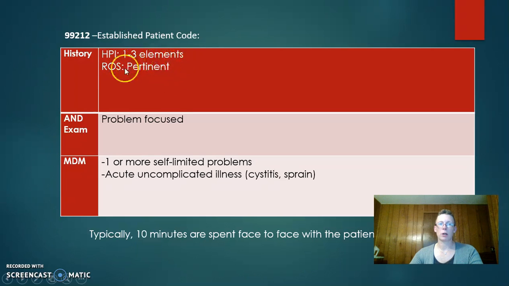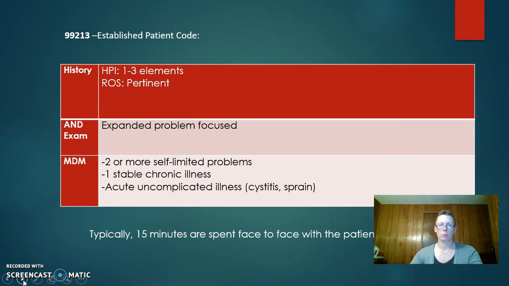99202. You'll see things get a little bit more detailed. 1 to 3 elements of the history of present illness. Review of systems is problem pertinent. The past, family, social history is not applicable. In the exam, a little bit more expanded problem focused, affected area, and the related organ systems. Again, straightforward medical decision making, one or more self-limiting problems, and can be an acute, uncomplicated illness such as cystitis or a simple sprain.